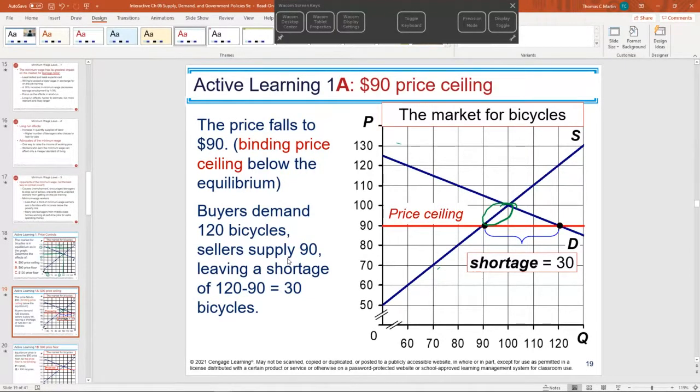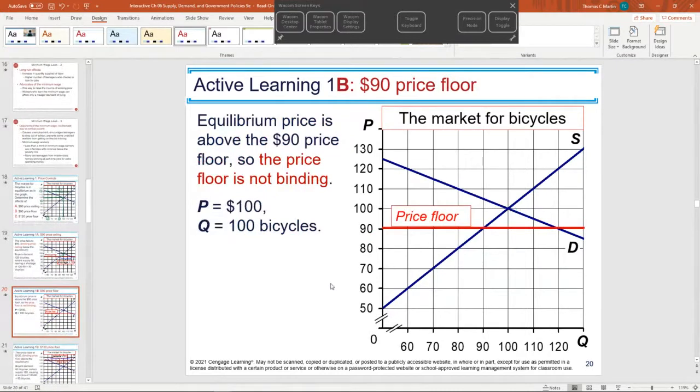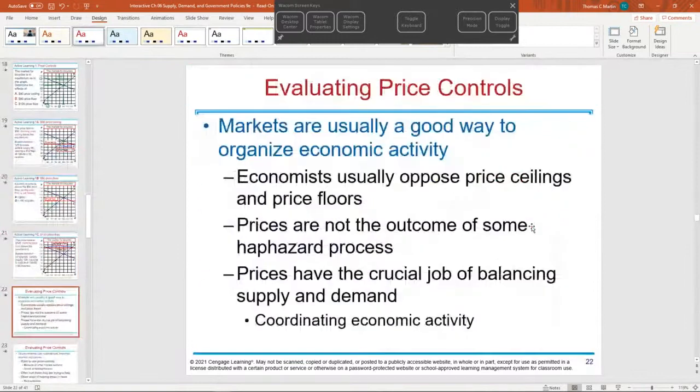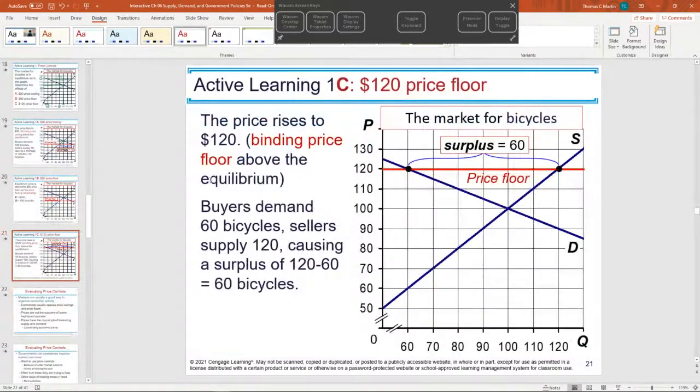Then they come in with the price floor. If the price floor was at that level, it'd be non-binding. The price floor is 120. The buyers demand 60 units. The seller supplies 120, which causes a surplus of 60 units.